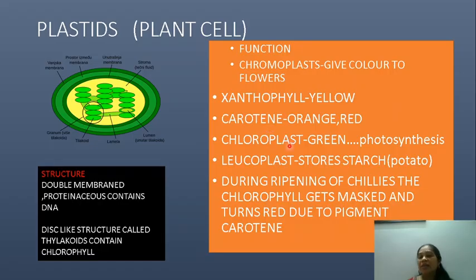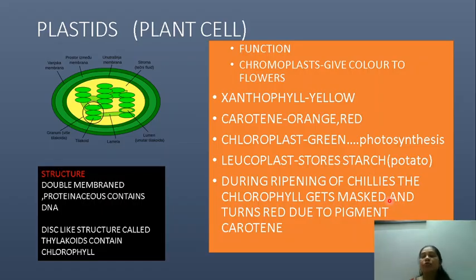Chloroplasts are green in color. As you know, chloroplasts contain chlorophyll, and they are related to photosynthesis. Now leucoplasts store starch. In some plants like potato, the leucoplast is present. What is the function of the leucoplast? It stores food in the form of starch, and that's why it is white in color.